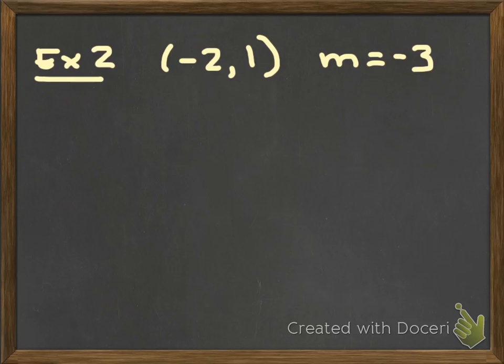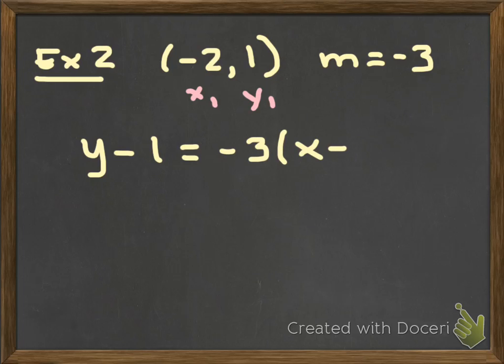Example 2, the point is (negative 2, 1), and the slope is negative 3. Again, this is x1, y1. Now we're going to plug it into the formula. So that's y minus 1 equals negative 3 times (x minus negative 2). We have a minus negative, so that changes. So now it's x plus 2.